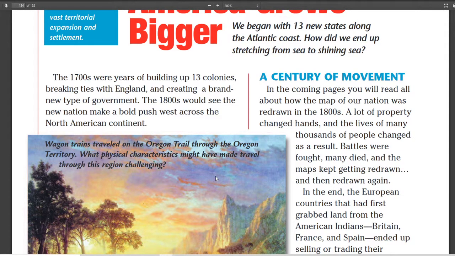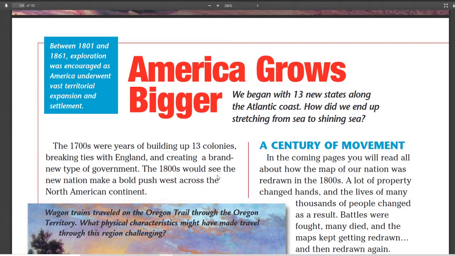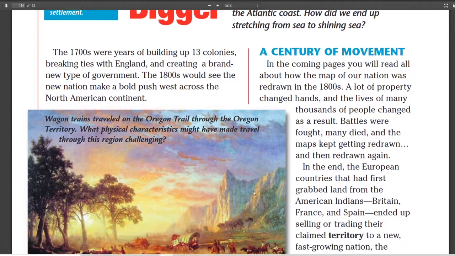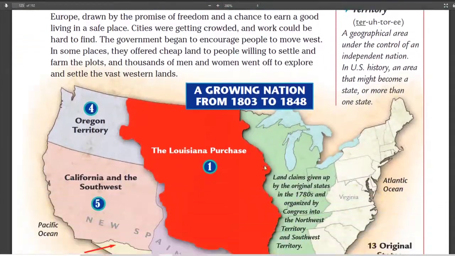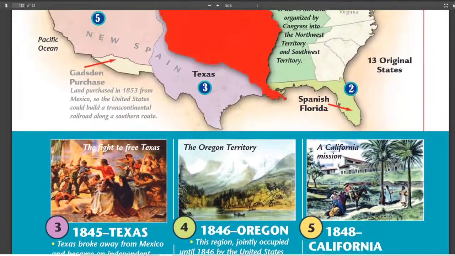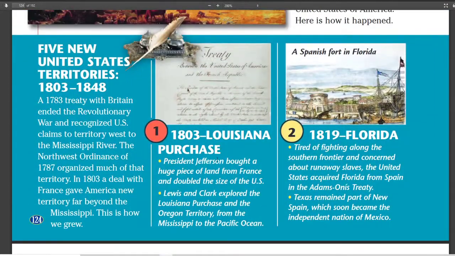Okay, I'm just going to quickly review Chapter 7 for our Kahoot test. And the things that I really want you to focus on are these things right here at the bottom of page 124 and 125. Louisiana Purchase, 1803. President Jefferson buys it from France. Lewis and Clark explores it.